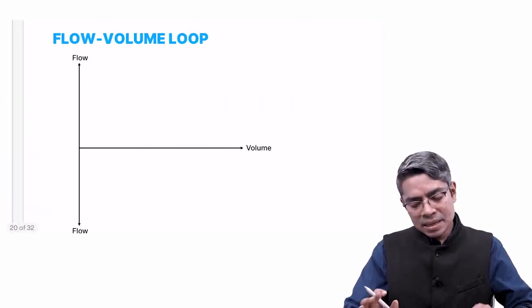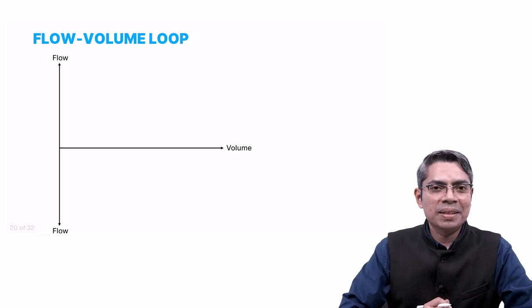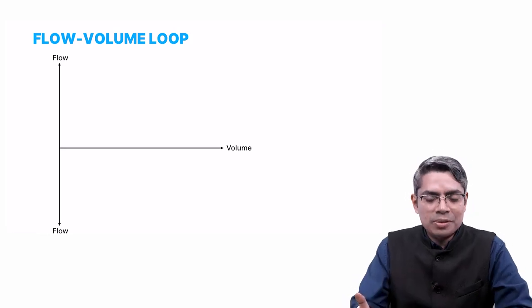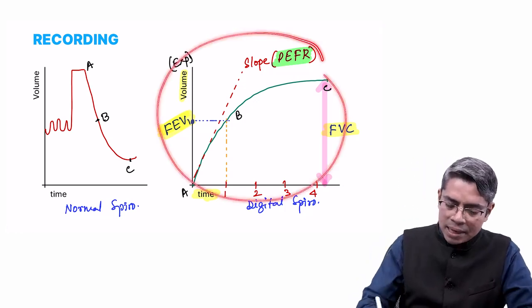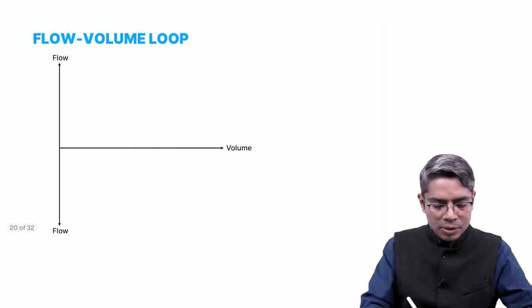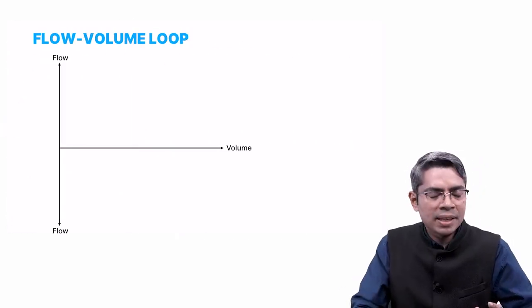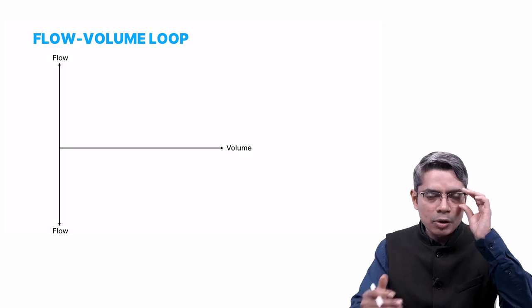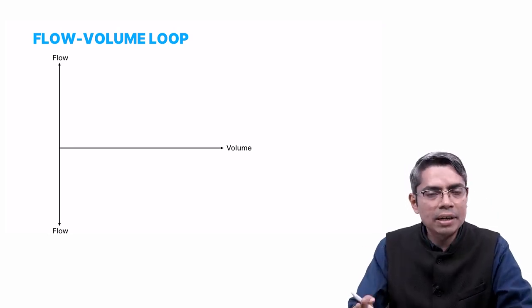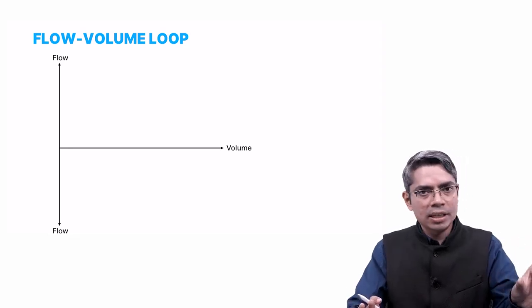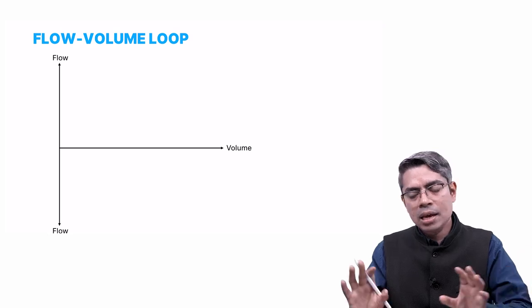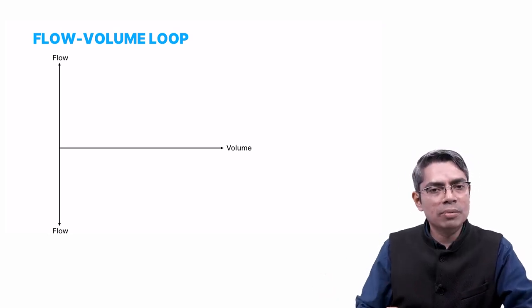Now, in digital spirometer recording, there is another recording also. On one side of the computer screen, you will get this kind of recording, and on the other side of the computer screen, you are going to get a flow volume loop recording. There are other kinds of systems also, but normally in most digital spirometers, on one side the recording that we have already discussed will be shown, and on the other side this flow volume loop will be shown.